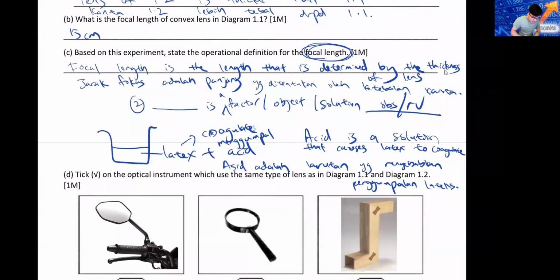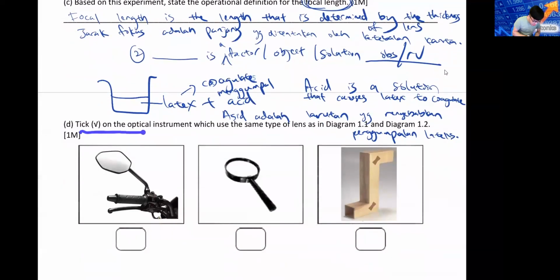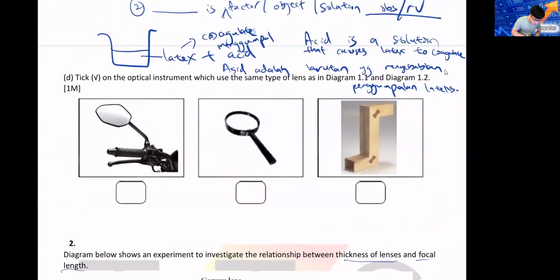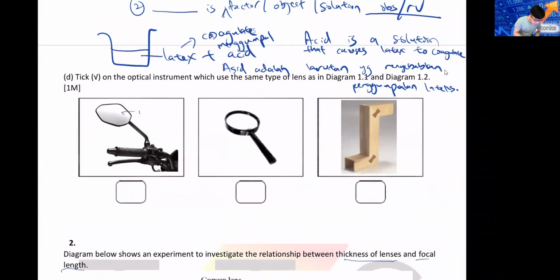Okay, so moving on. This is only 1 mark. You don't need to sweat over this. So D: name the optical instrument which uses the same type of lens as in diagram 1.1 and 1.2. So what uses a convex lens? From what I can see here, this one is not a lens. This is a mirror. This thing inside also has a mirror. So these two are not lenses. There's only one lens here, which is this one, because light can go through this. They focus light onto one point. Magnifying glass. Easy peasy.